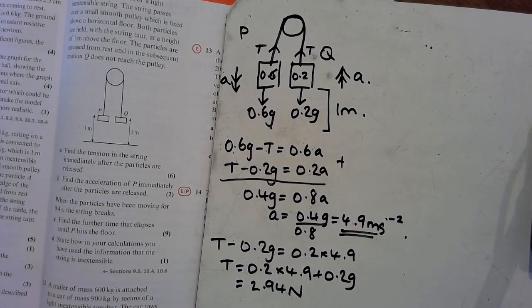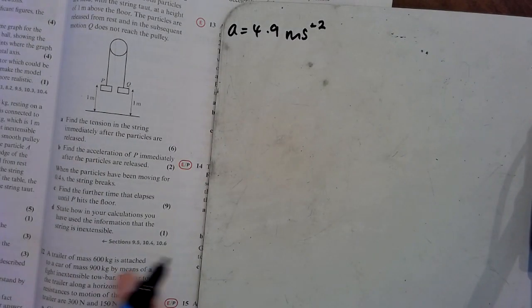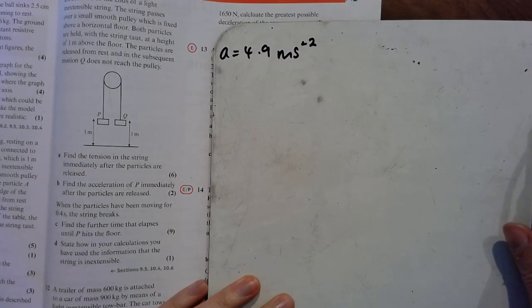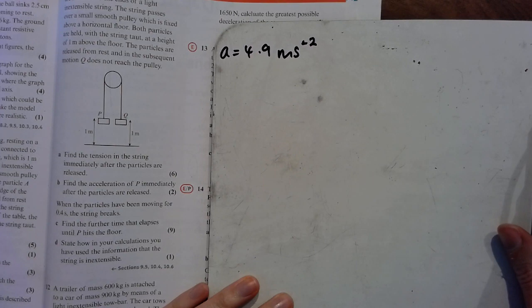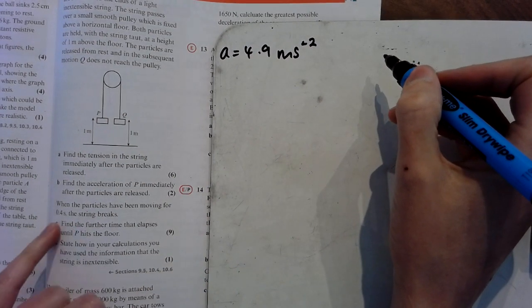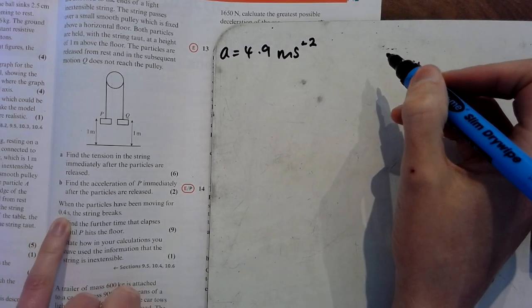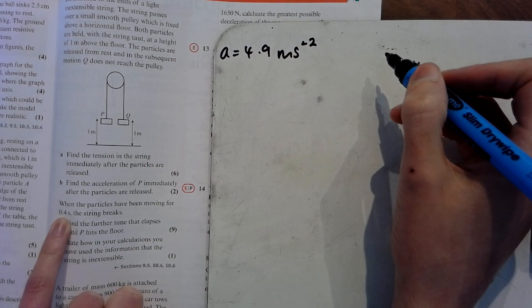Okay, so that's A and B done. I'm just going to rub this out and we'll do part C. So for part C, we need to find when it hits the ground. So we need to find how far it goes and how fast it's going at the end of the 0.4 seconds while it's still attached, and then the rest of the time it will move freely under gravity.